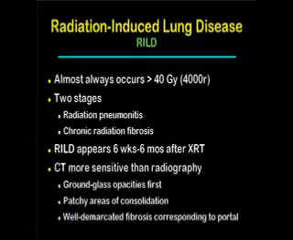CT is a more sensitive means of demonstrating the changes of radiation on the lung than our conventional radiographs. On CT, we can have ground glass opacities at first, then patchy areas of consolidation, and finally well-demarcated areas of fibrosis that correspond to the radiation portal.